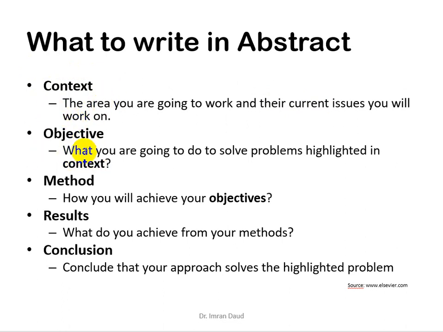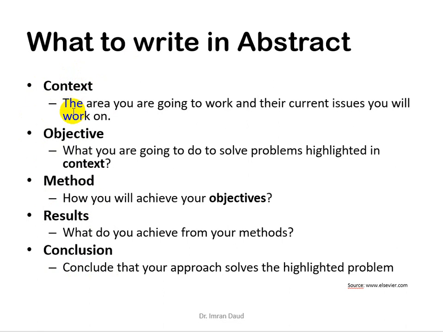Then in the objective, you state what you are going to do to solve the problems highlighted in the context. One more very important point I would like to focus on: you need to maintain the flow of these headings. You cannot interchange them. You cannot write the methods at the beginning, the objective at the end, and the conclusion in the middle. That won't be the case.